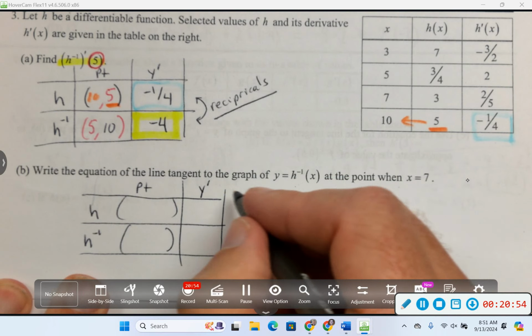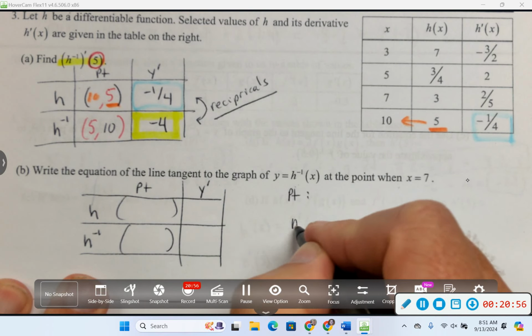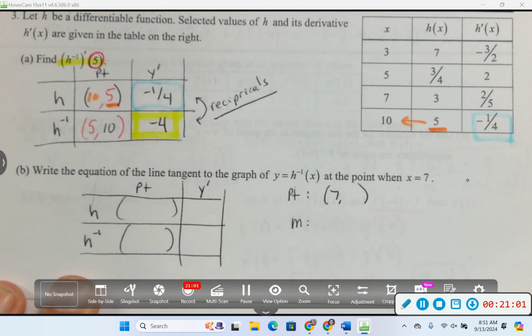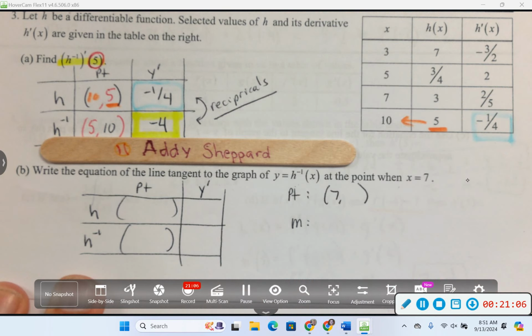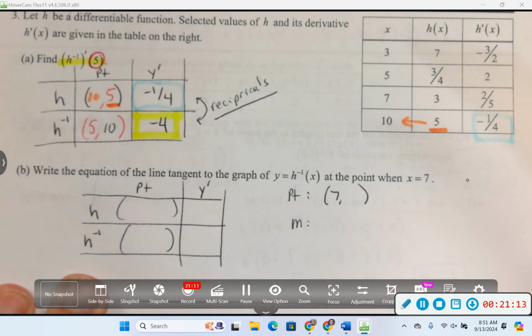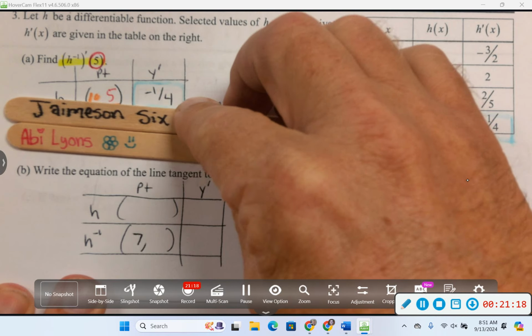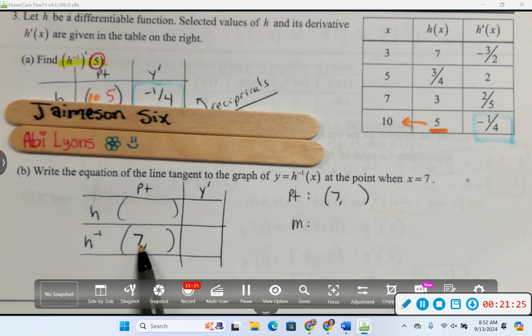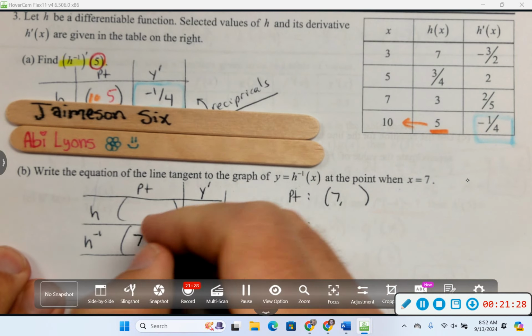So I'm writing a tangent line, so I need a point and a slope. Point is 7 something. But Addie, x is 7, but x is 7 for which one? The inverse. So 7 goes in for the inverse. Jameson, how does that help me, or what goes next? It's the y value of h. So that means it's the y value of h.